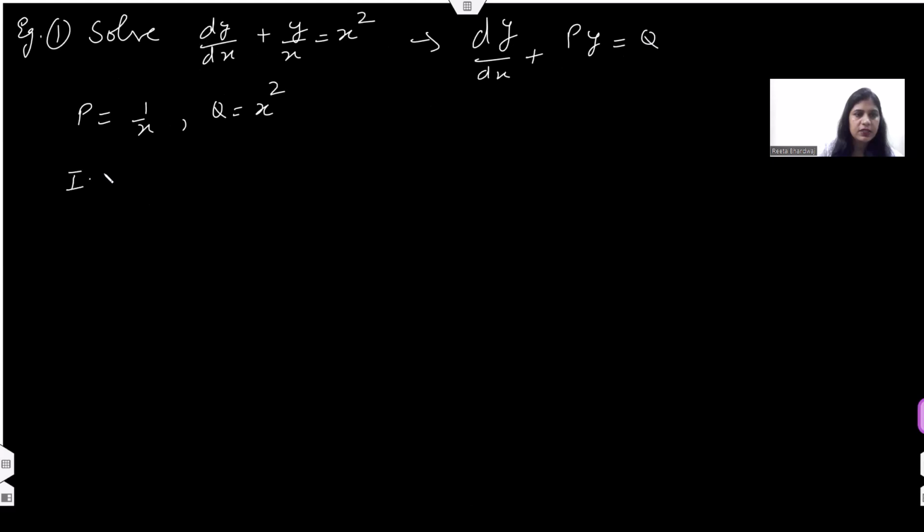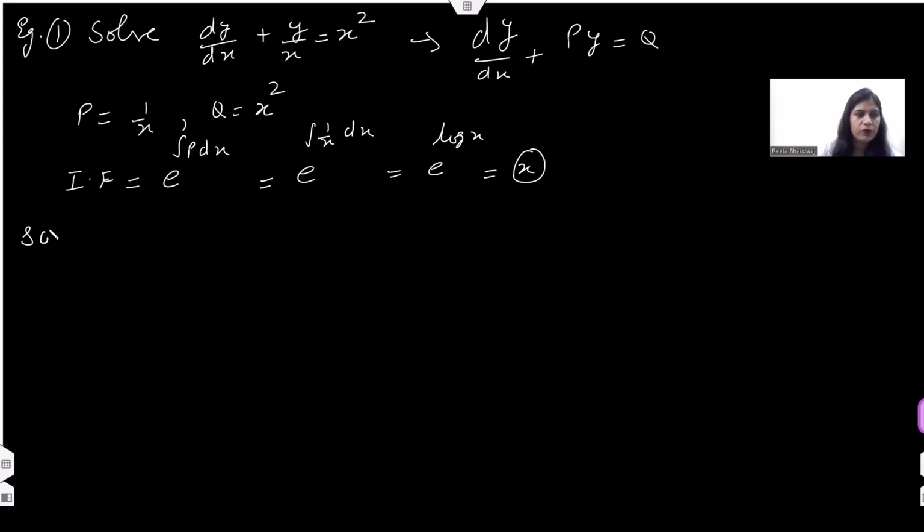We know by the standard solution process that the integrating factor of this linear differential equation is given by the formula e raised to power integral of p dx. Using that formula, it becomes e raised to integral of 1 by x dx, and after the integration, e raised to log x, which we know would be x. So the integrating factor is coming out to be x.